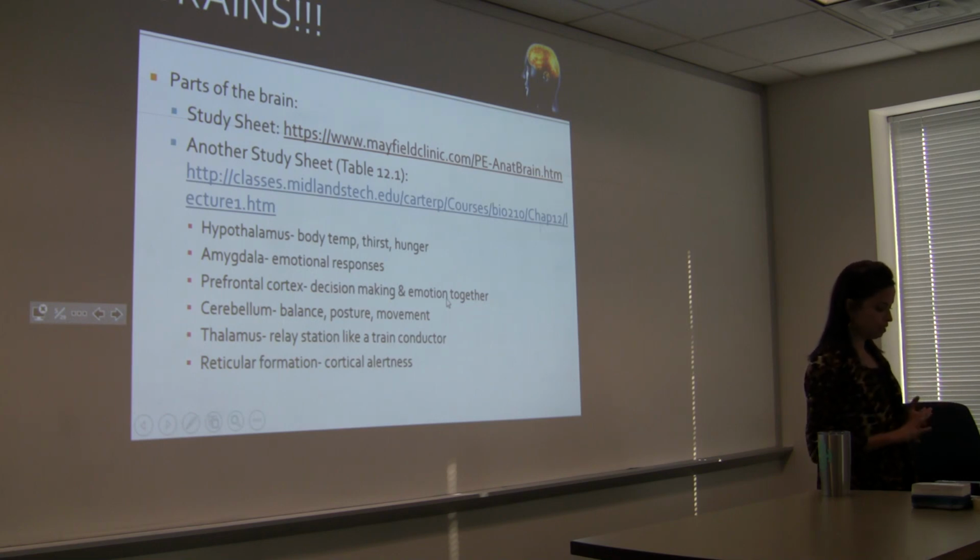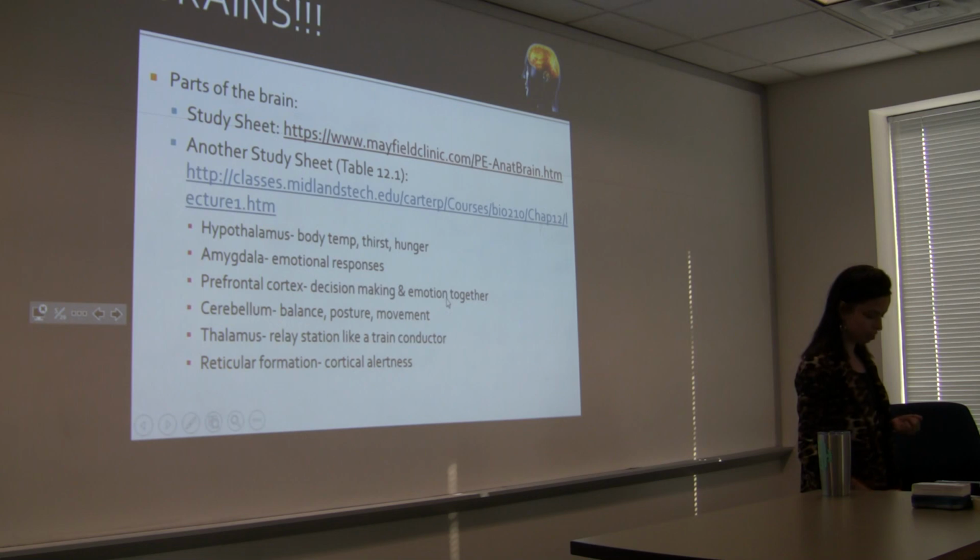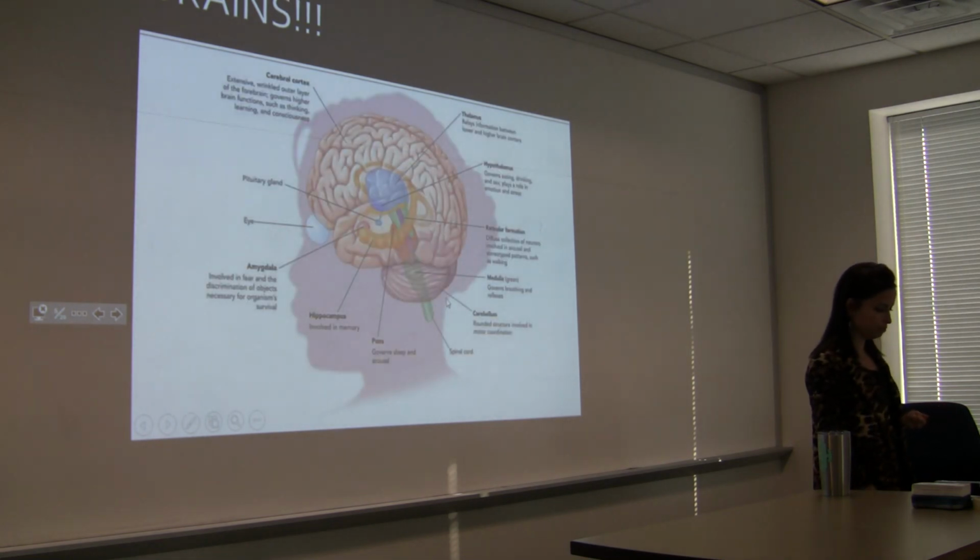Cerebellum for movement, thalamus, I already talked to you about, and reticular formation in the base of your brain, and that manages cortical alertness. I feel confident that if you know these parts, then that will be what you need to know about the areas of the brain.